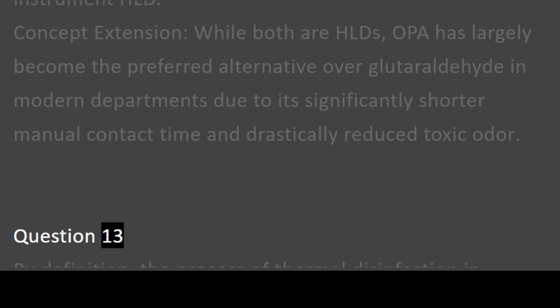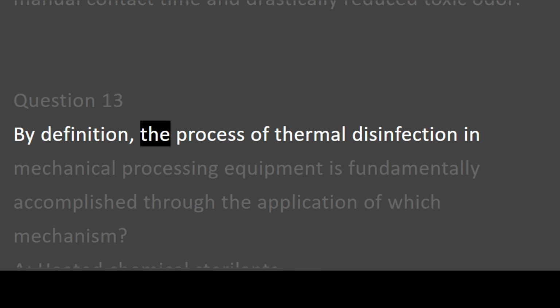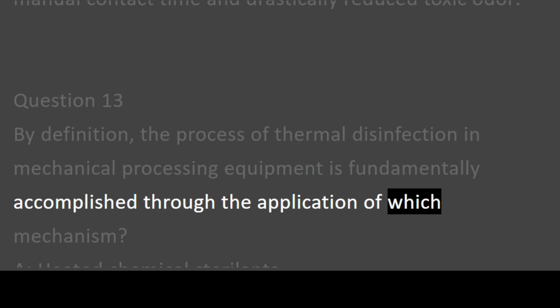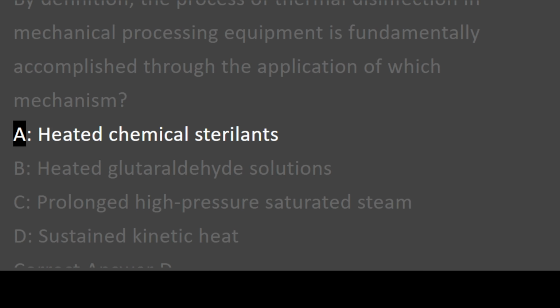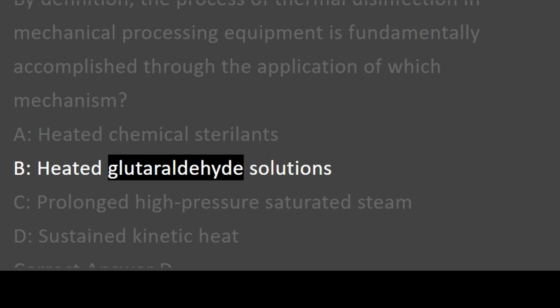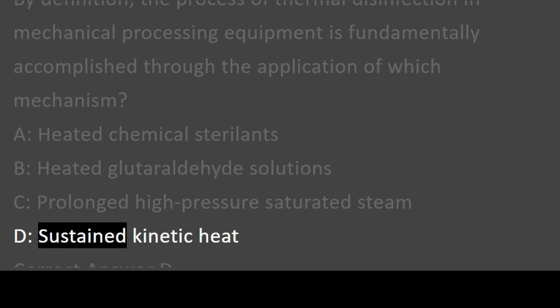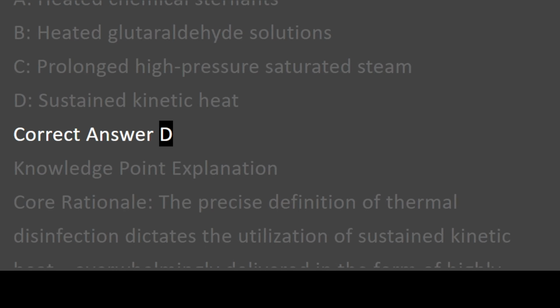Question 13. By definition, the process of thermal disinfection in mechanical processing equipment is fundamentally accomplished through the application of which mechanism? A. Heated chemical sterilants. B. Heated glutaraldehyde solutions. C. Prolonged high-pressure saturated steam. D. Sustained kinetic heat. Correct answer D.